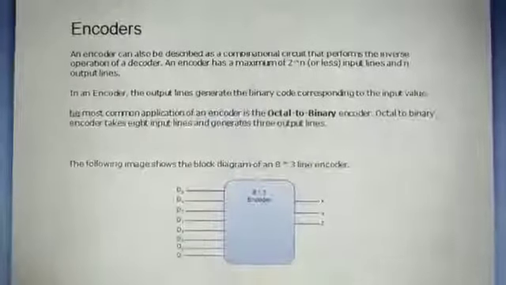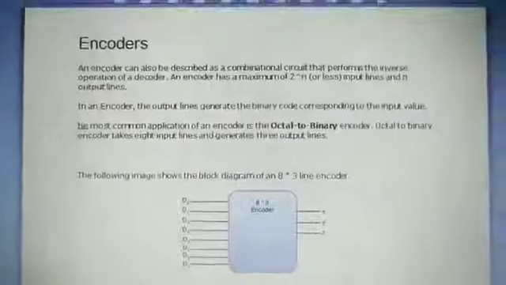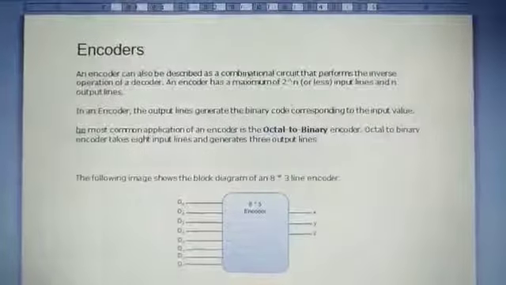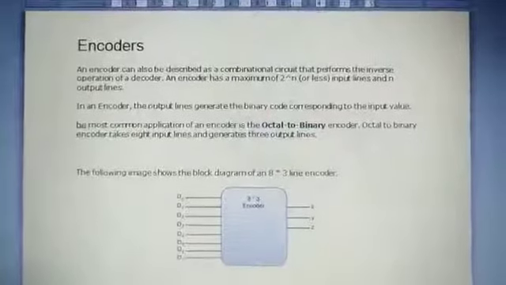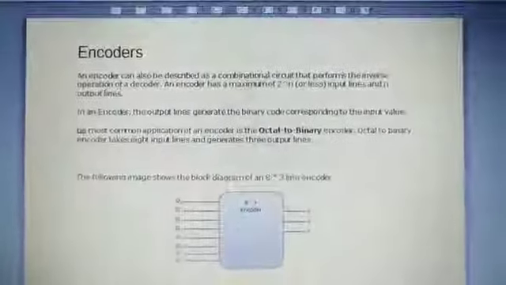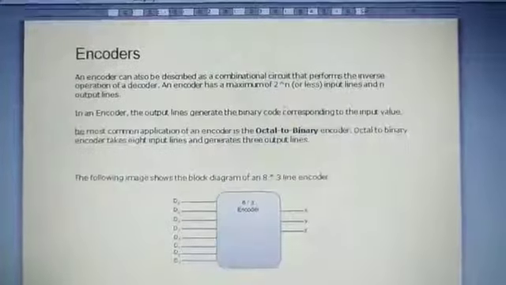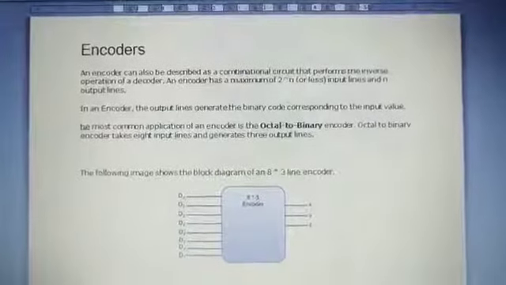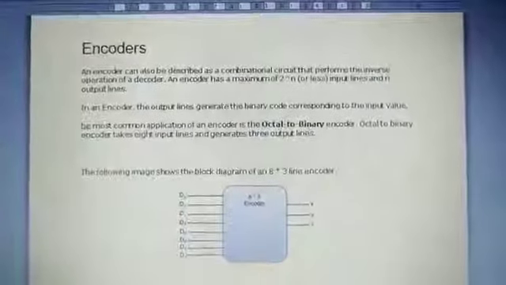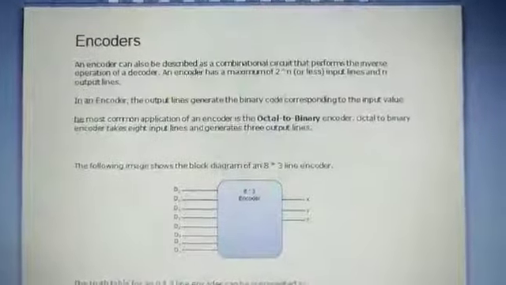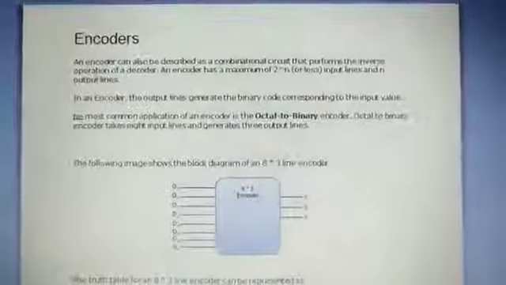Today's topic is encoder. An encoder is a digital circuit that performs the inverse operation of a decoder. Hence, the opposite of the decoding process is called encoding. An encoder is a combinational logic circuit that converts an active input signal into a coded output signal.